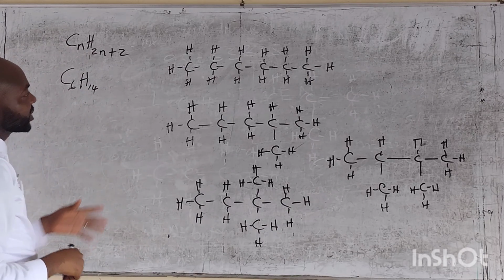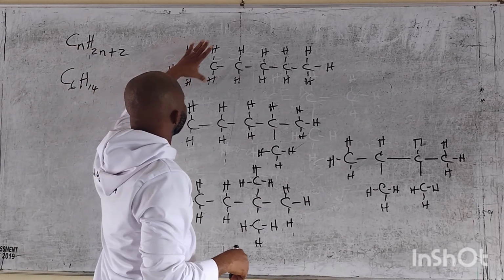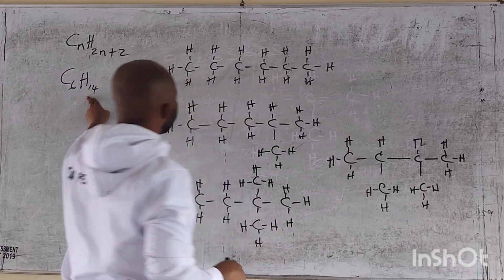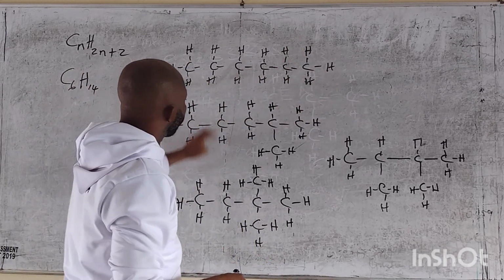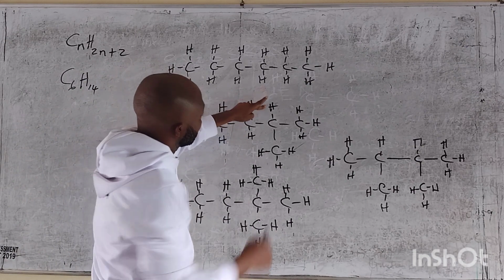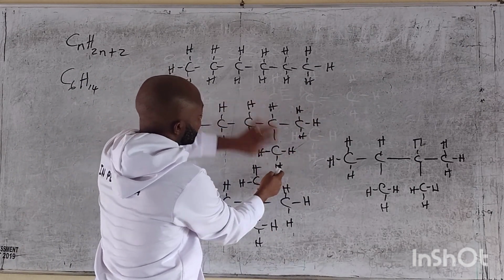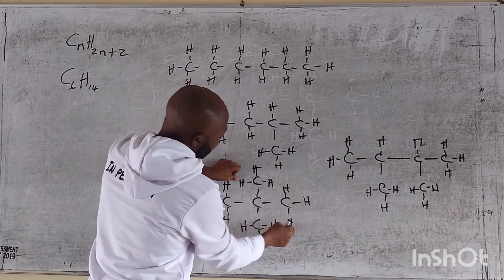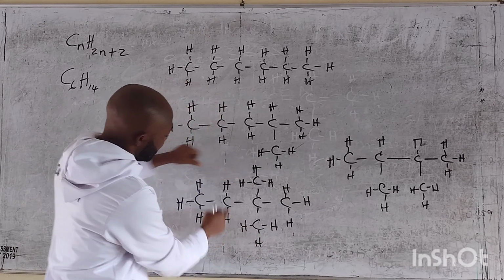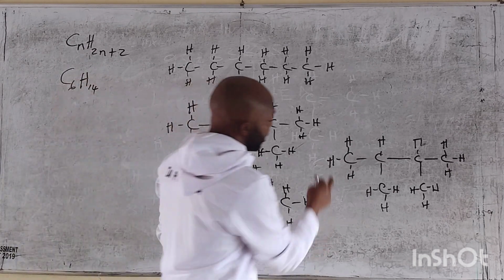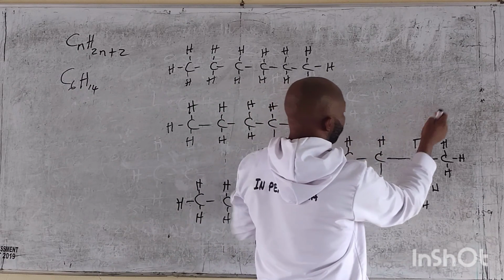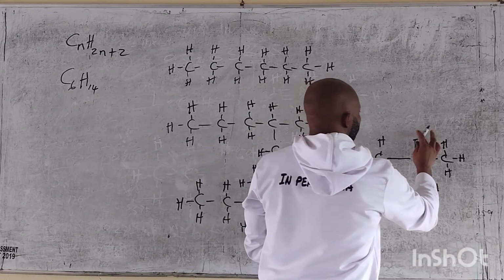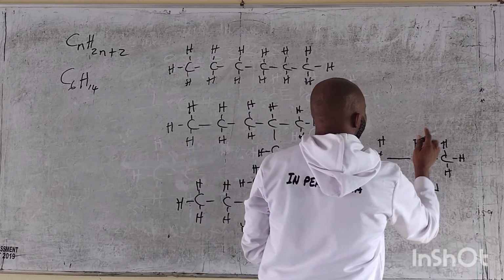So in all of these cases, we have 14 hydrogens: 3, 4, 5, 6, 7, 8, 9, 10, 11, 12, 13, 14. And here, 1, 2, 3, 4, 5, 6, 7, 8, 9, 10, 11, 12, 13, 14. So in all the cases we have what?